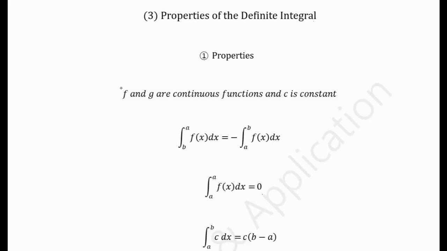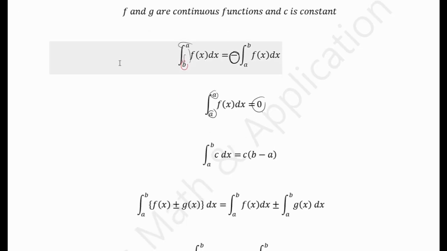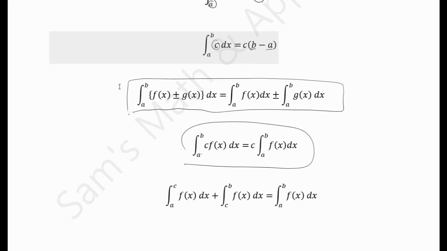The major properties: f(x) and g(x) are continuous functions and c is a constant. The integration from b to a of f(x) dx: if we exchange the lower limit and upper limit, then minus 1 must be multiplied. If the lower limit and upper limit are the same, this integration is 0. If the integrand is a constant c, the integral is c times the upper limit minus the lower limit. And this is the linearity of integration, the superposition characteristic.